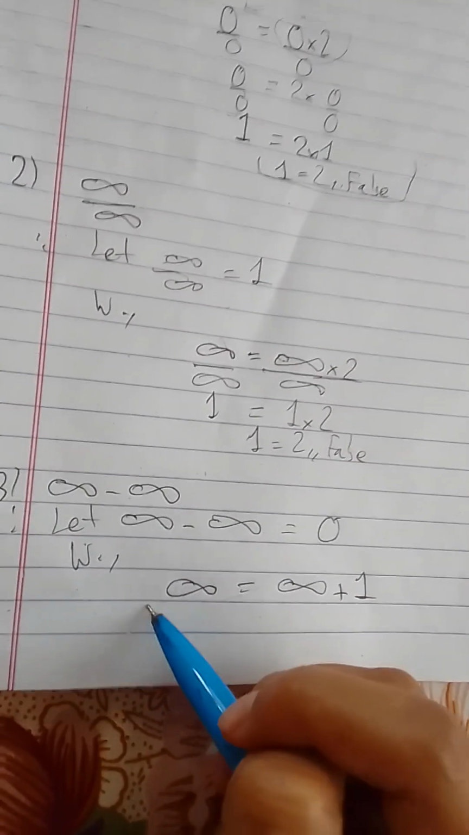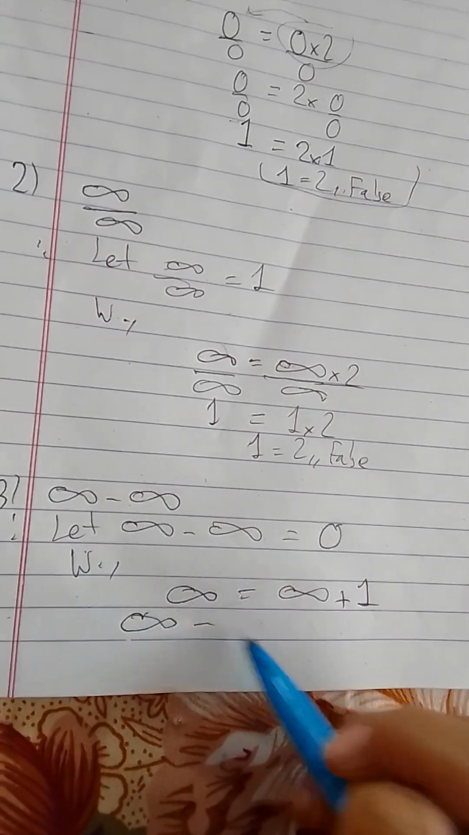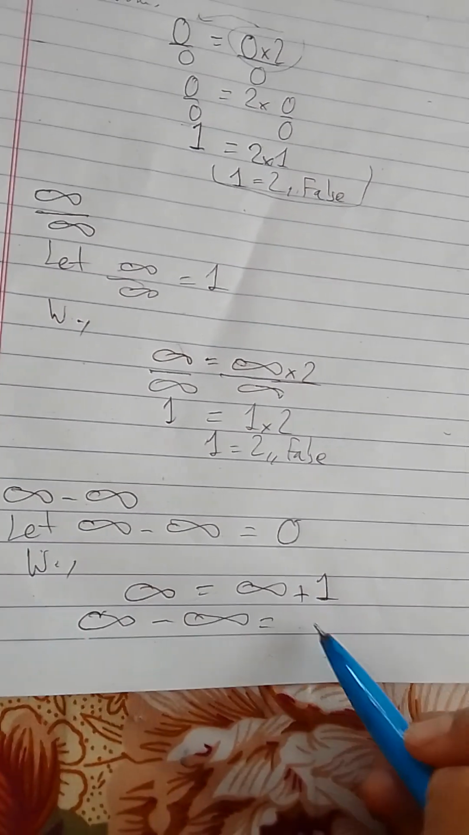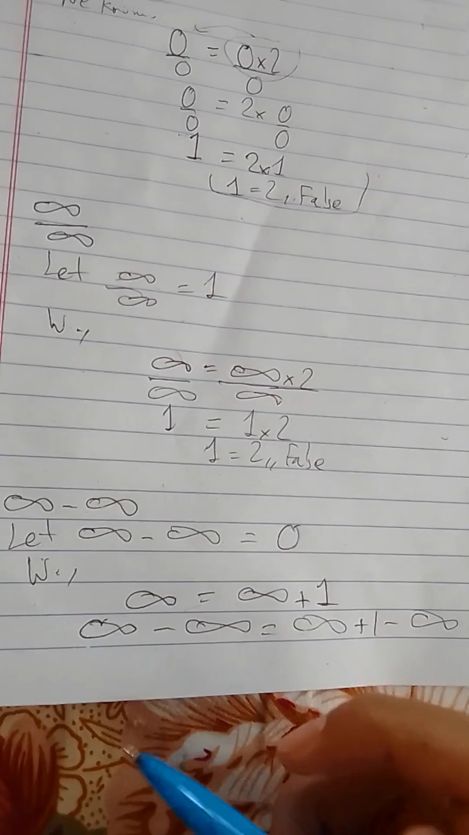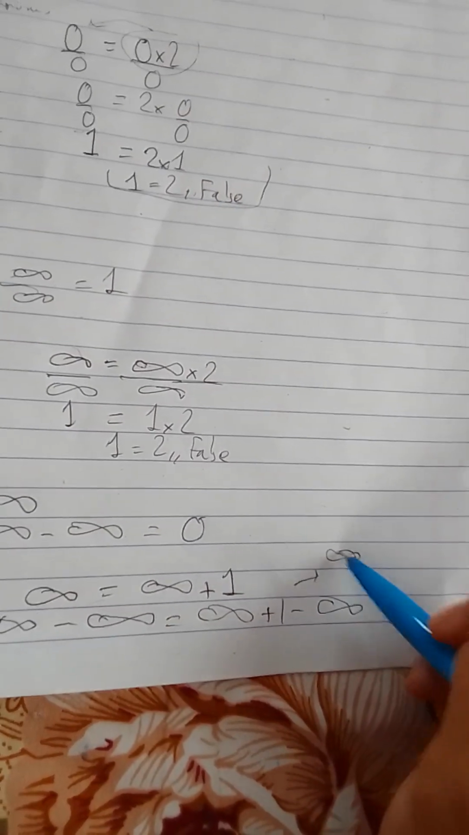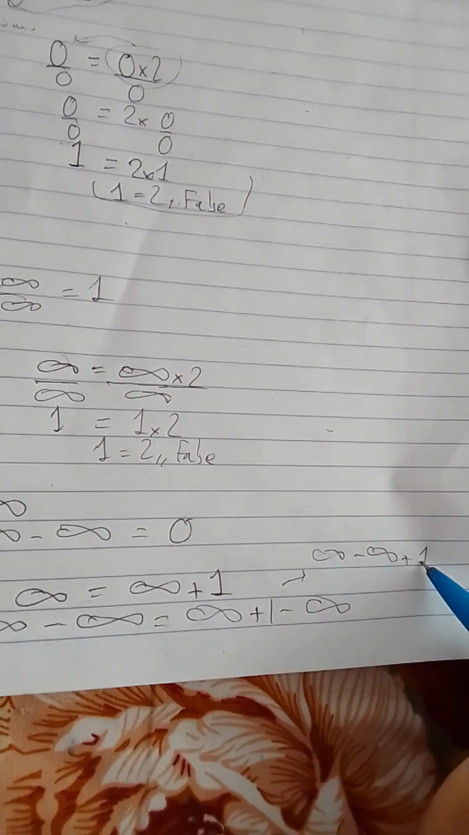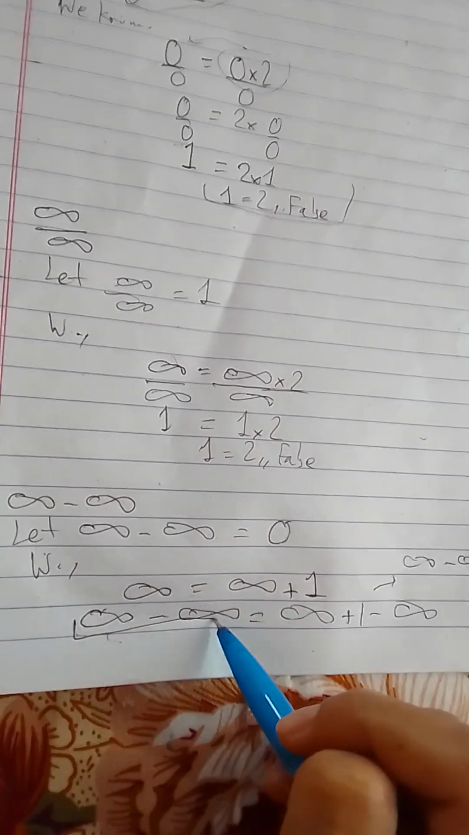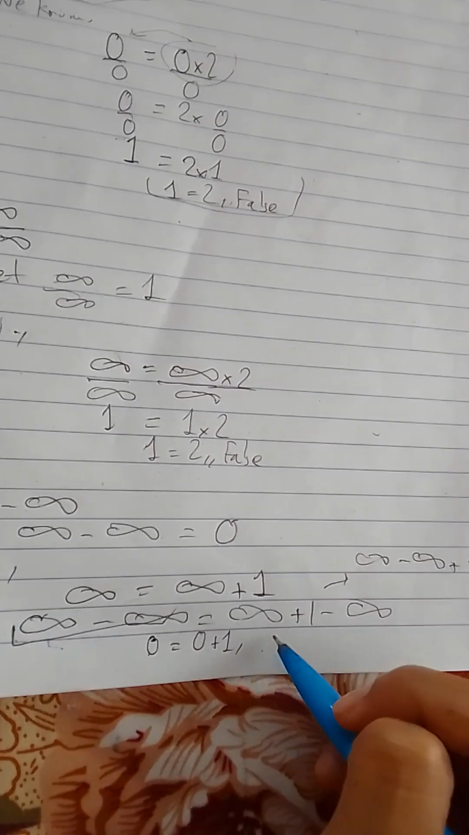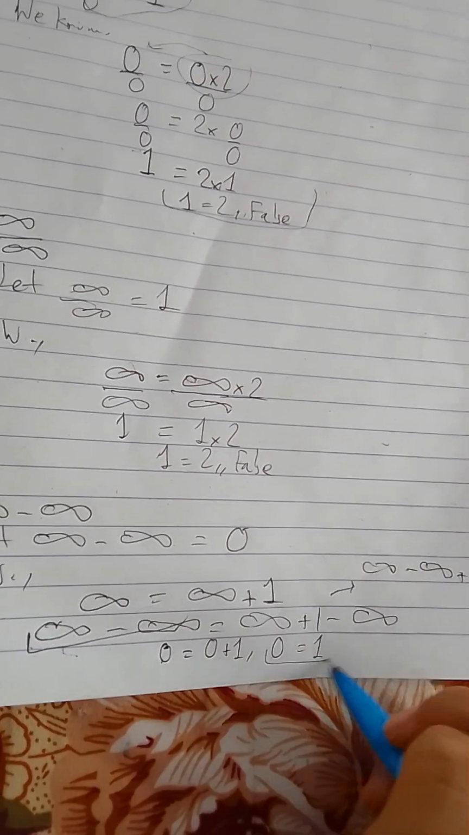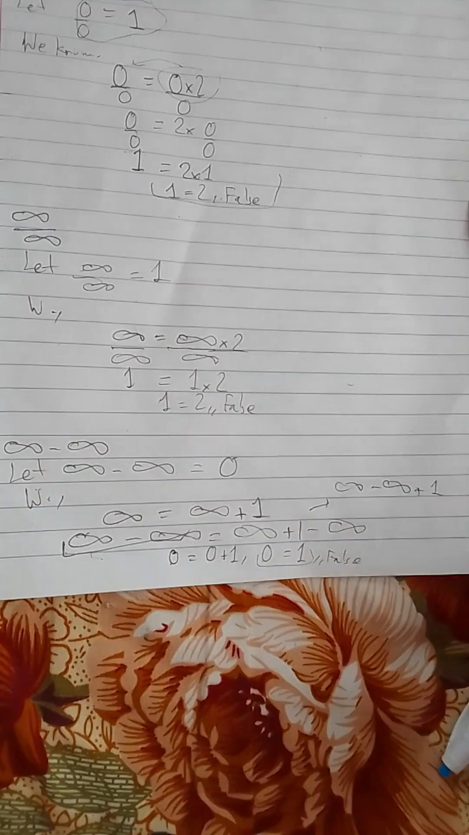Now subtracting infinity from both sides, we have infinity minus infinity equals infinity plus 1 minus infinity. So this is basically infinity minus infinity plus 1. If we put in the value for infinity, we have 0 equals 0 plus 1, or 0 equals 1, which is false. Hence again, proof by contradiction.